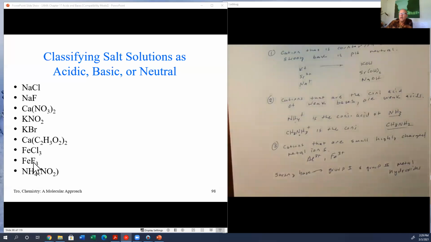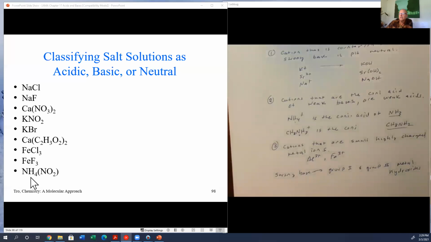Iron 3 fluoride. We know that iron, just like we talked about, is a weak acid. What about F minus? It was basic, right? It's a weak base. So now we have a weak acid and a weak base. So we can't really tell for that one without more information. Because you have both present in that compound.